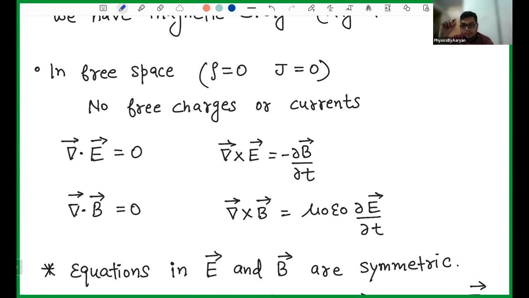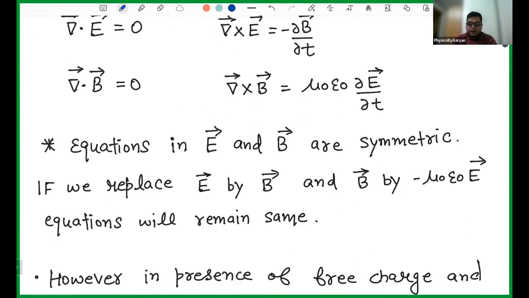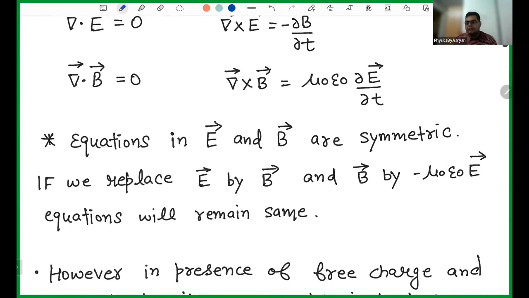Focus on the statement I am referring to here. If you are in free space, the electric field and magnetic field behave in the same way. They are symmetric. So if you replace the electric field by the magnetic field, wherever your E is, you put B, and wherever you have B, you put minus mu naught epsilon naught E, then you will get the same equations back. So it is a completely symmetric situation.